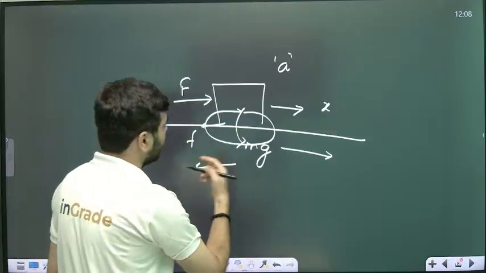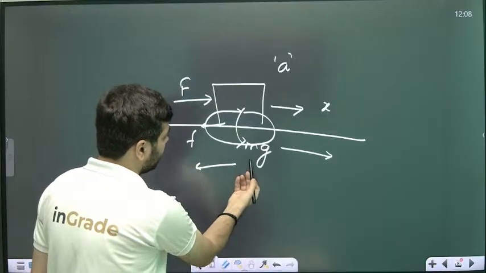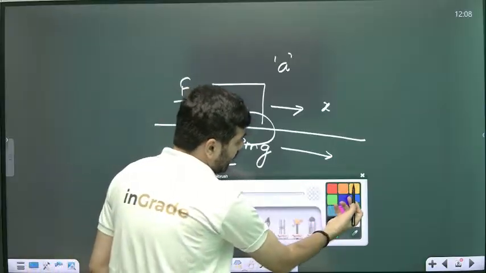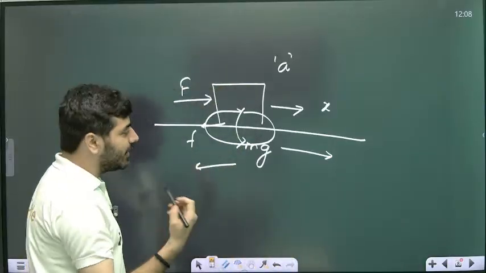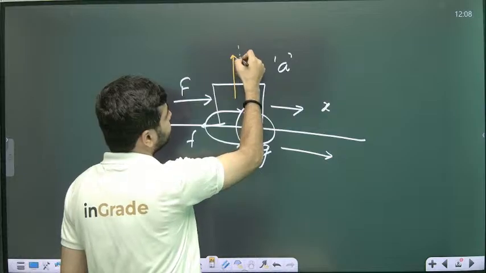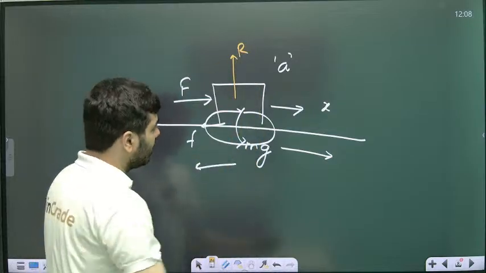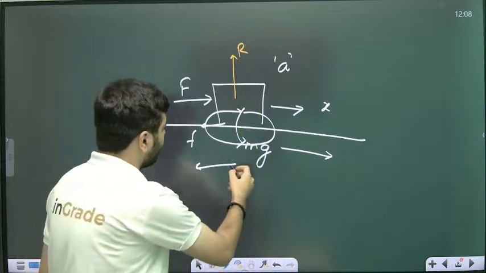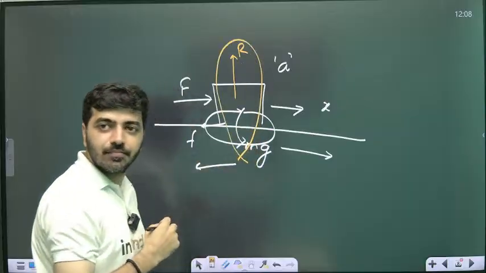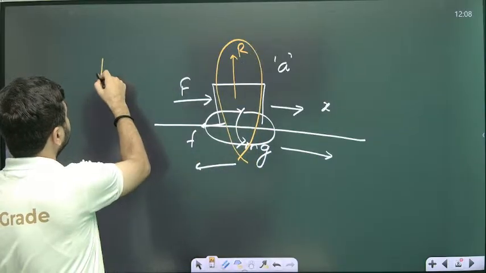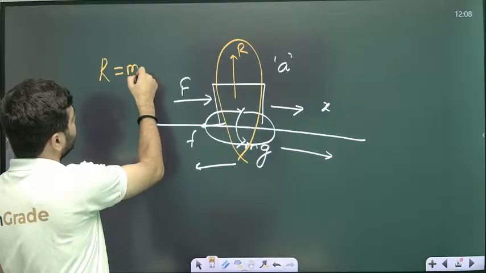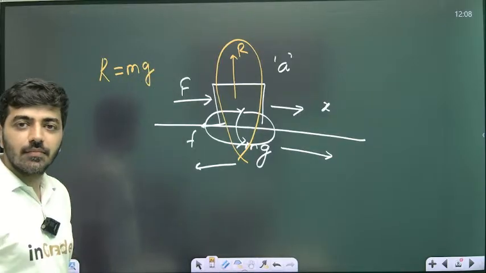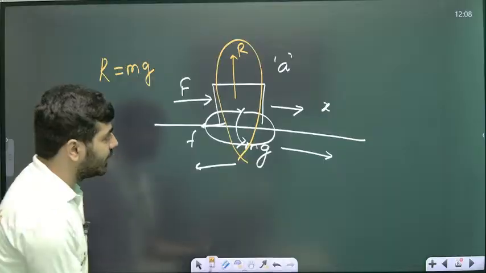Okay, let's balance these forces. Let's say the mass of the body is m, so its weight is mg, then there will be a reaction force, let's say R. First we have to balance the vertical component. R will be simply mg.